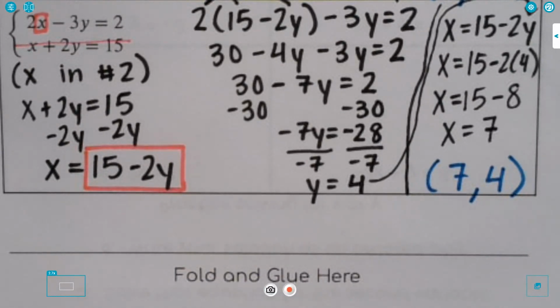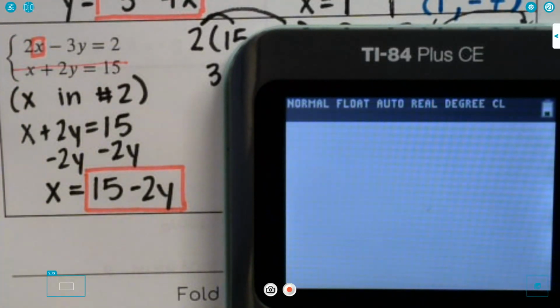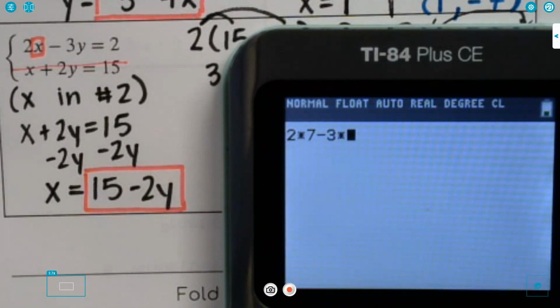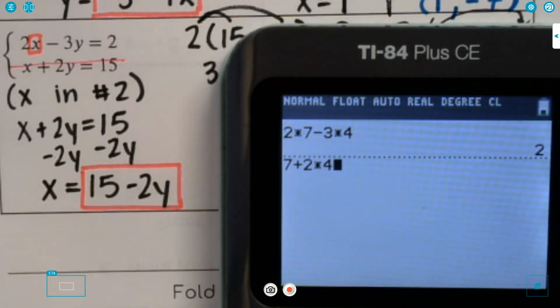Okay, so we are able to check our solutions to any of these problems. The solution to a system of equations has to make both equations true. So I've got 7 and 4 as my x and y. I would need to look at my two original equations. Go all the way back to your originals. I'm going to do 2 times 7 minus 3 times 4. Make sure I get 2. And then this one would be 7 plus 2 times 4. Make sure I get 15.